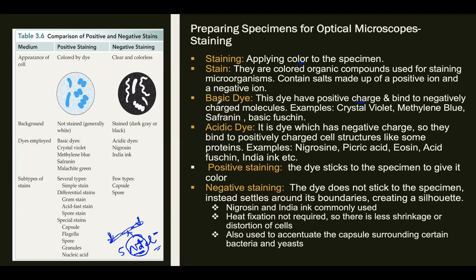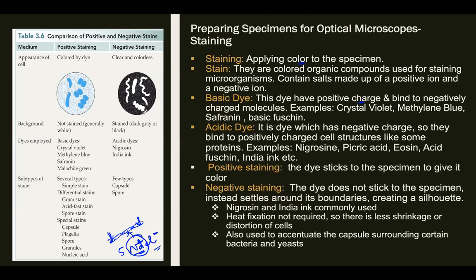When we are talking about basic dye and acidic dye, we are talking about the color, about the stain. When we are talking about positive staining and negative staining, we are talking about the process. By positive staining, we give the color to the sample, to the specimen. By negative staining, we don't touch the specimen. Instead, we color the background.